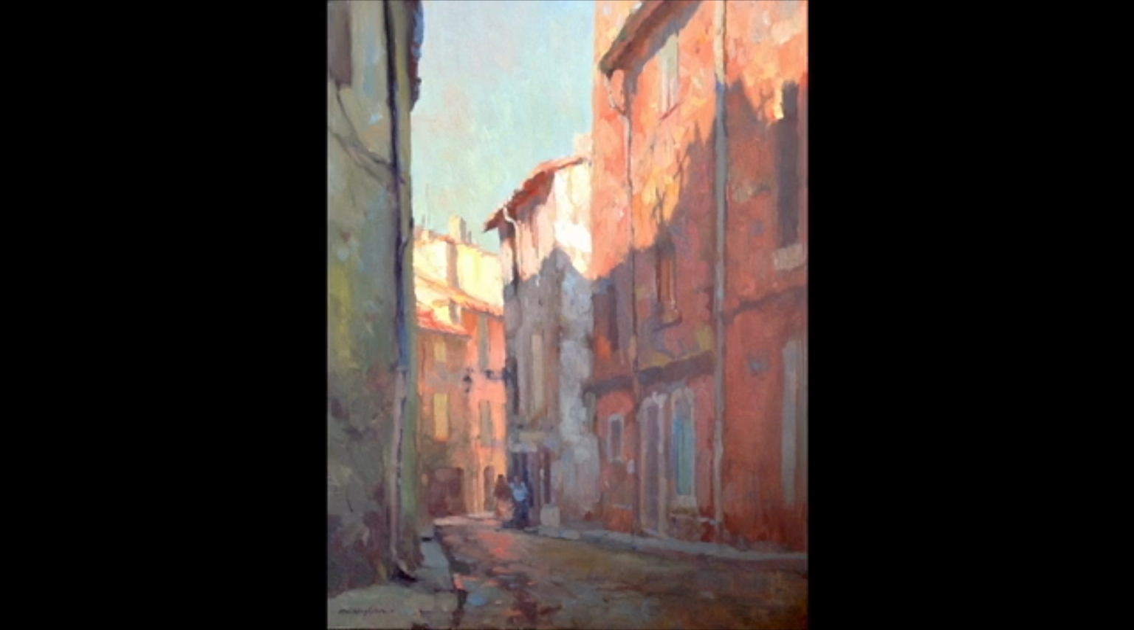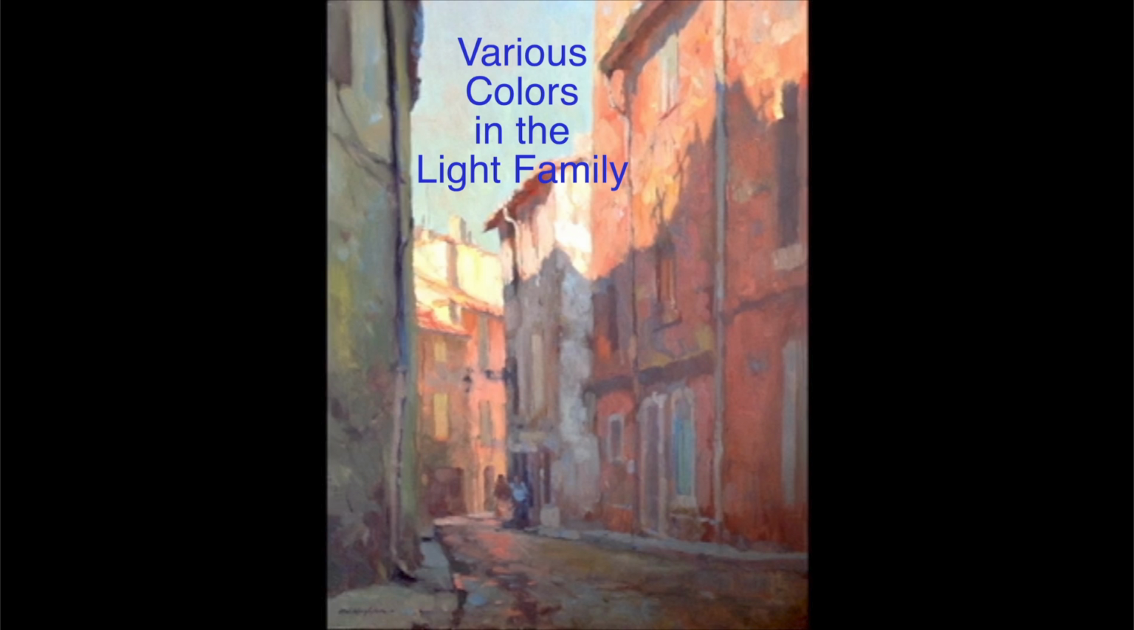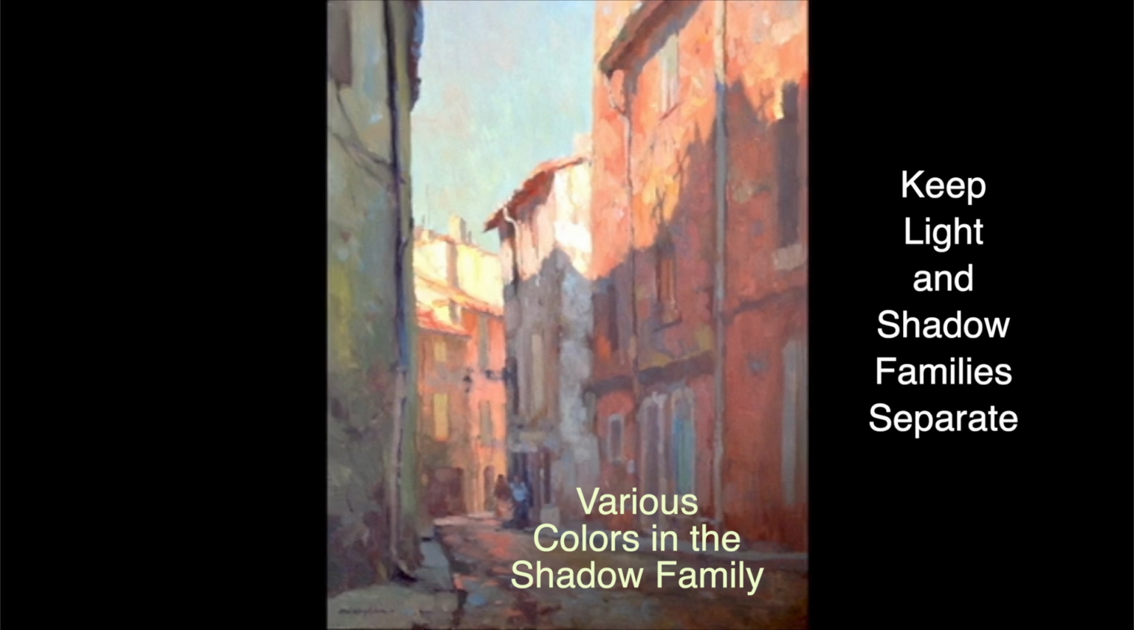Dealing with light and shadow, we will have various colors in the light family, various colors and values in the shadow family. But again, our job is to keep those families separate. So here's just a very simple example of the walkway. The slate rock here has some reddish pieces, light pieces, darker pieces, what we think are black, red, gray, whatever it might be.